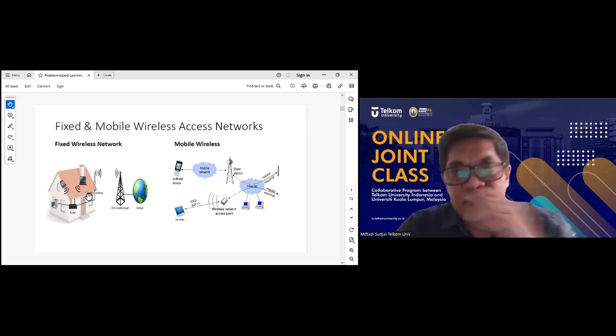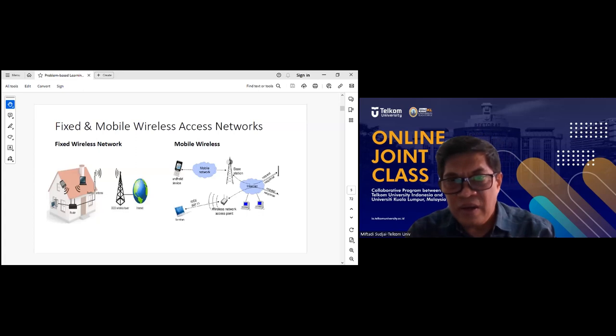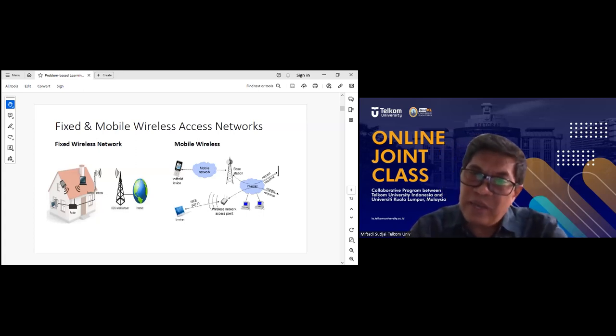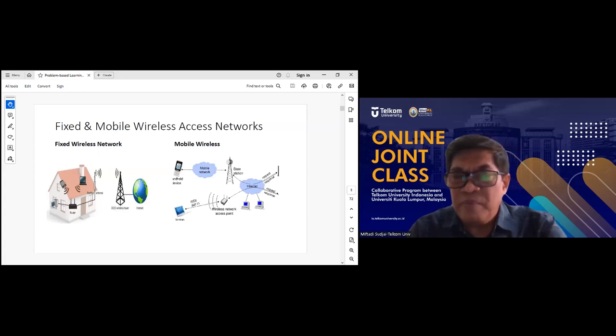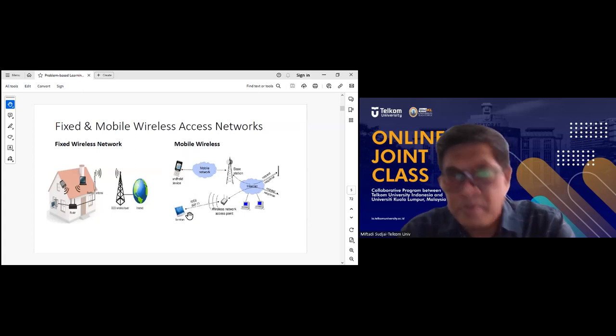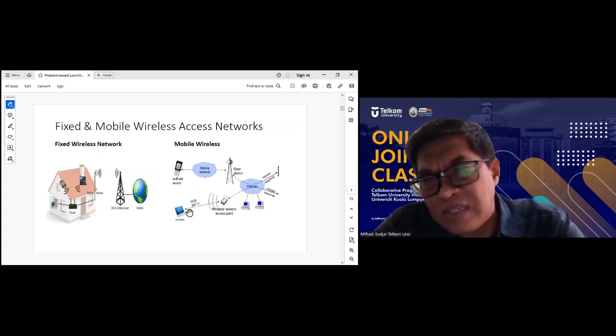Okay, so in a mobile wireless, normally we have an access network. Access network is a network of radio base stations that provides access to the user, to the mobile phone, to the laptop, to the other kind of gadget, in order to access the network.